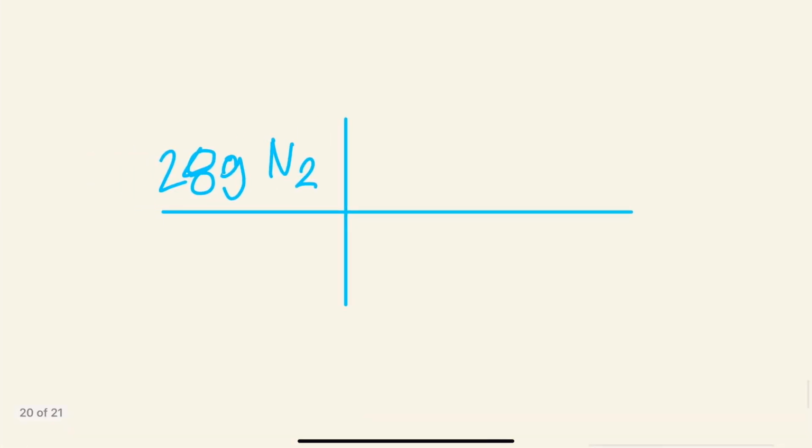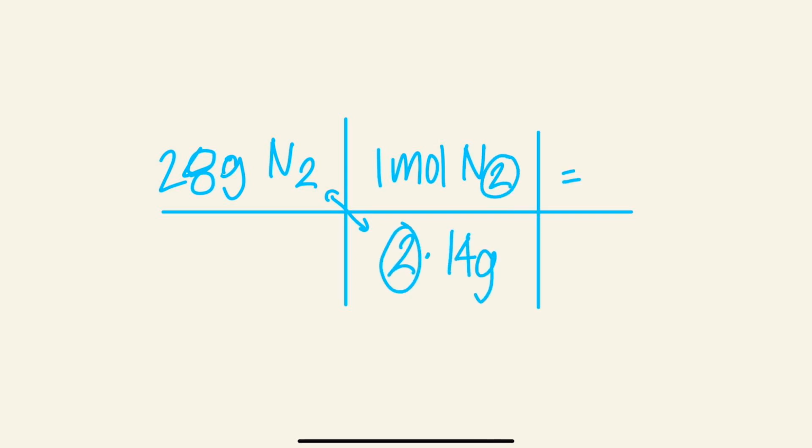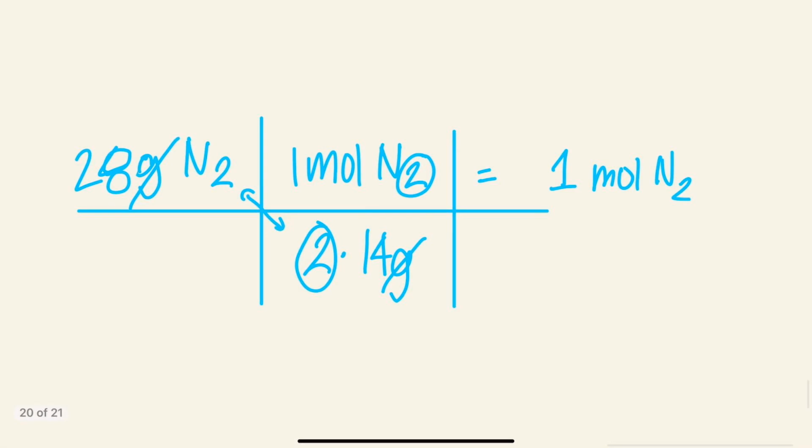Instead, I'll use train tracks to show what we would do. So in our sample, we had 28 grams of nitrogen gas. Make sure to use the same dimensions diagonally. So for grams, again, I would put on the bottom. And we know that in 1 mole of nitrogen gas, there are 2 times 14 grams. So if we cancel out grams and we do 28 divided by 28, we will get 1 mole of nitrogen gas. We may have 1 mole of nitrogen gas, but we will still have 2 moles of just nitrogen in the sample.